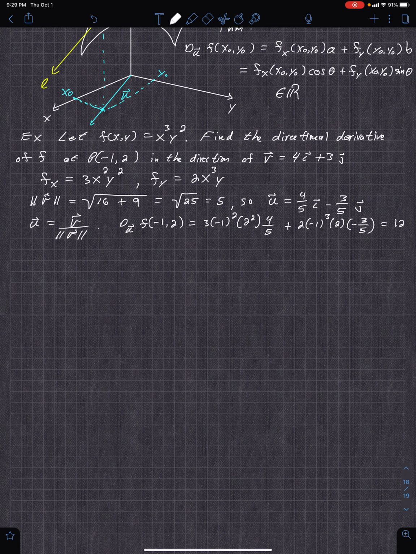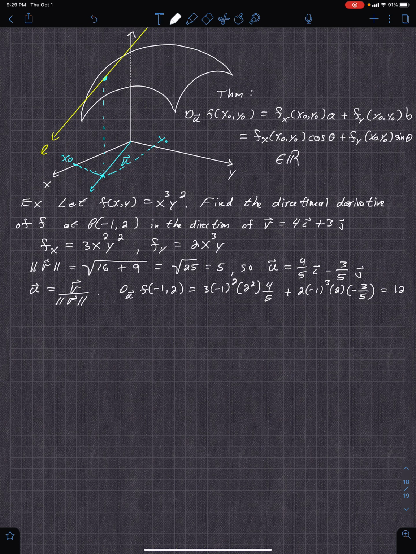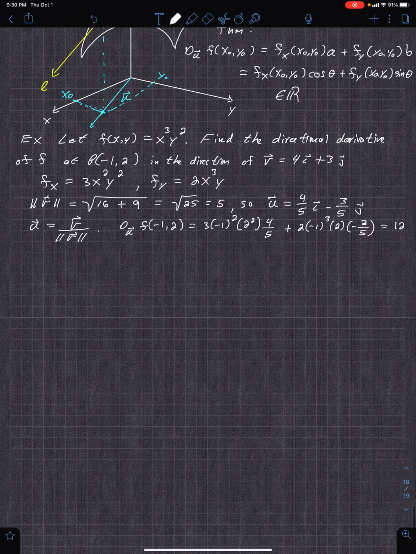Okay, so the slope of the tangent line of x cubed y squared at (-1, 2) is 12. So it's a really steep slope, frankly. That's what that's saying, in the direction of your u. Okay, so that's kind of what we're doing with that. We're going to use this for other stuff later, but we first define that.